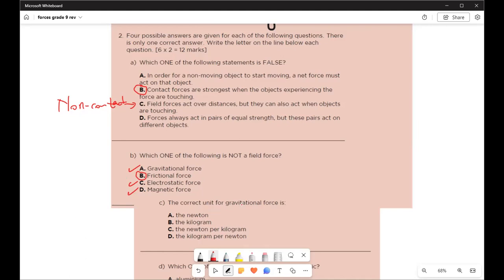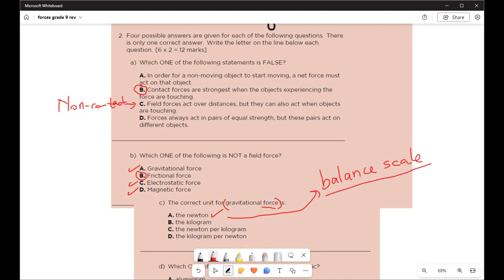The correct unit of a gravitational force, remember, gravitational force. The unit of a force is in newtons. And we use a balance scale to measure a force. So if they ask you what instrument is used to measure a force, we use a balance scale to measure a force.